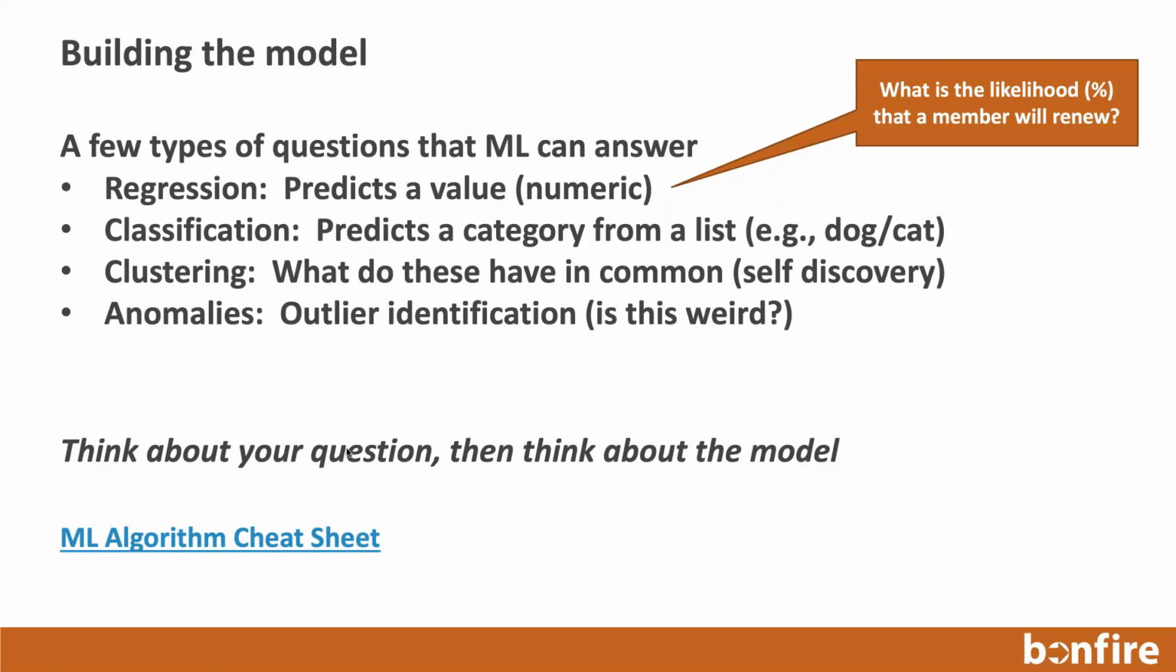So that was our case. You know, what's the % likelihood that a member is going to renew? And we get back a number. There's also classification models that allow you to predict a category from a list. You know, what type of product might this person be interested in based on their browsing behavior or something along those lines. There's a link to a cheat sheet in here as well. Anything with a blue underline is a link out.